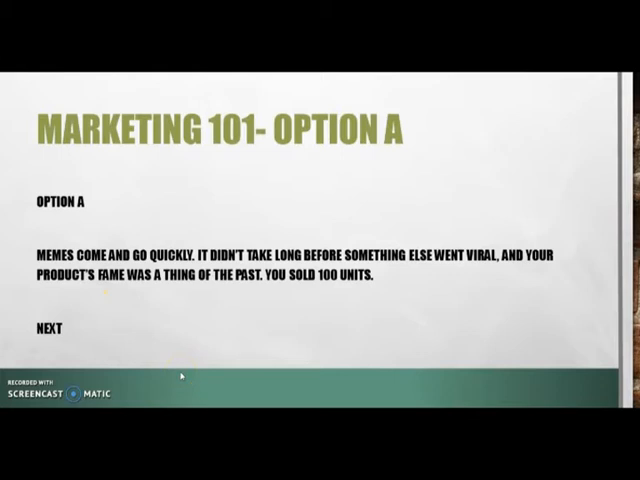If they had chosen option A, they would get the answer that memes come and go quickly. It doesn't take long before something else goes viral and your product's fame is a thing of the past. And they didn't sell as many units as they did in other situations. This was something that they could easily relate to because, of course, a lot of my students as 8th graders follow the latest memes. They recognize that these are things that come and go quickly. The internet moves on to the next meme pretty easily, and whatever is popular doesn't stay popular for very long.